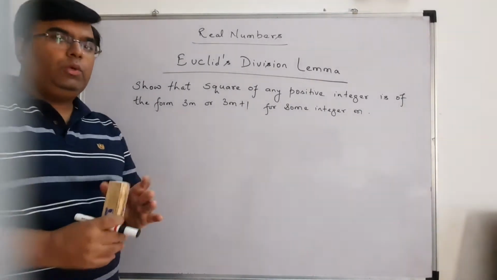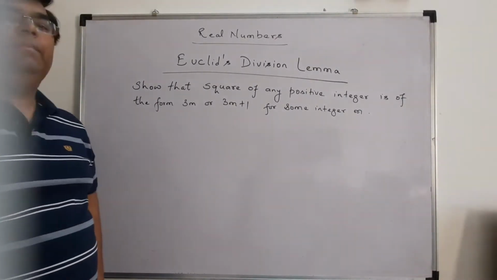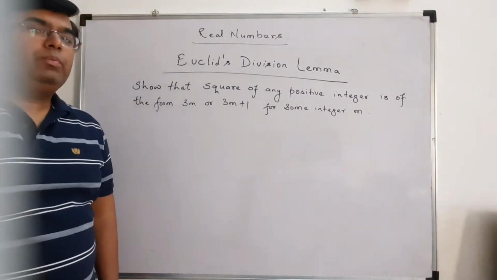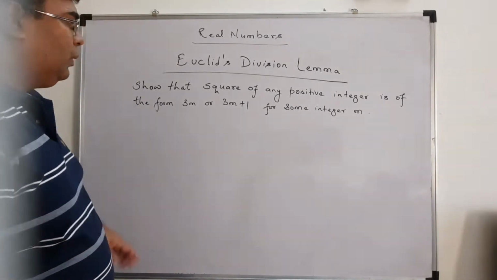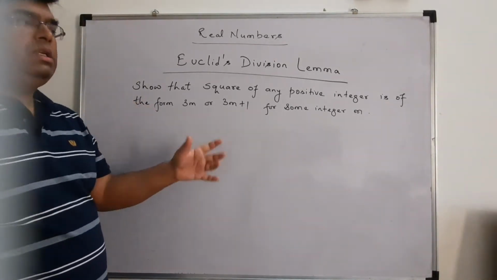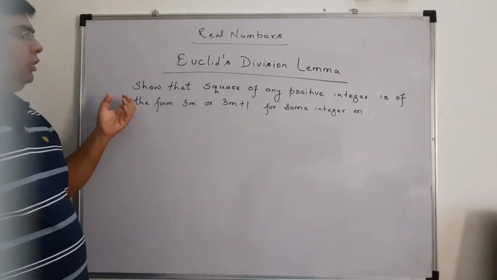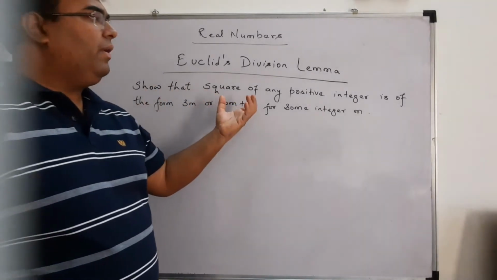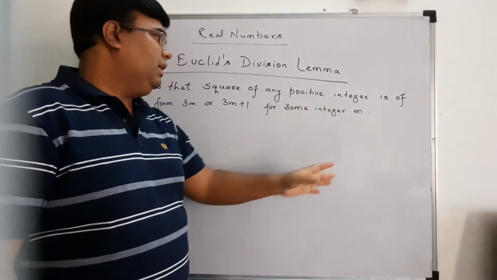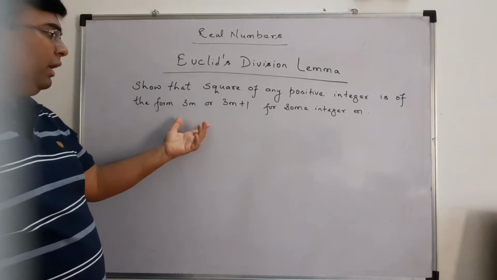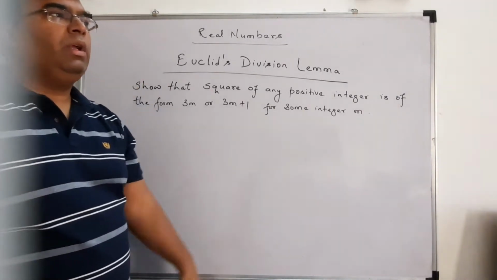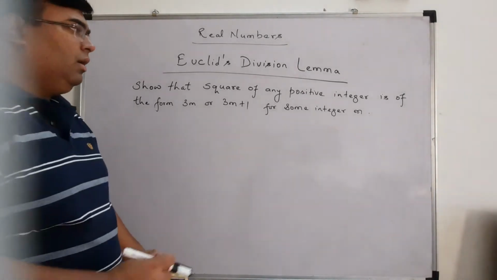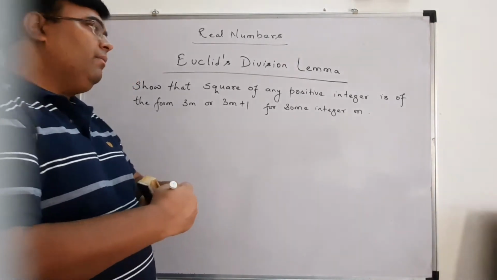Now let us use Euclid's division lemma to solve a prove-that or show-that problem. This is one kind of problem that we get in our board exam. Show that the square of any positive integer is of the form 3m or 3m plus 1 for some integer m. This is one of the questions from the NCERT exercise.